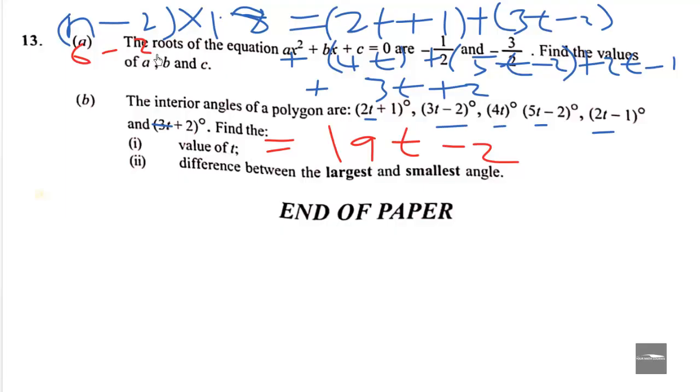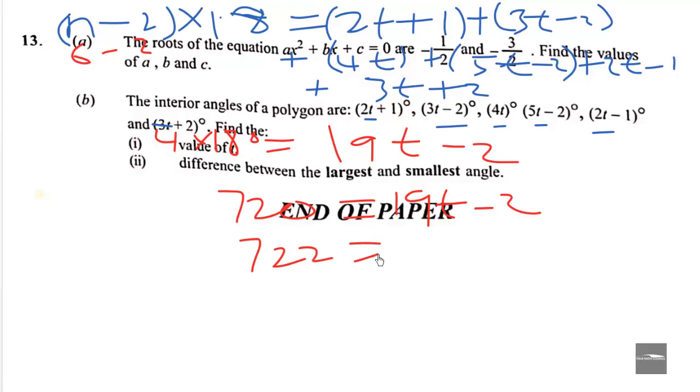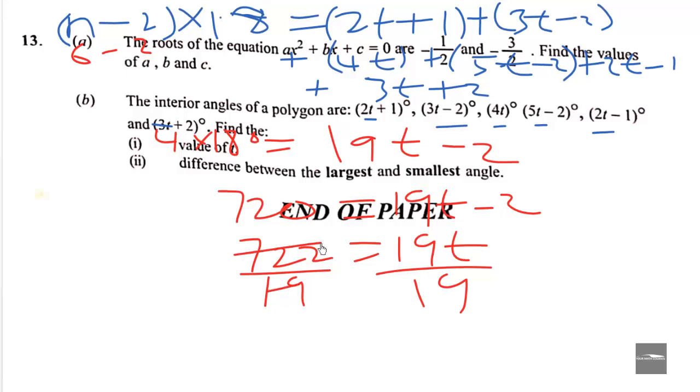4 times 180. So the 4 times the 180 will give us 720 is equal to 19t minus 2. So adding 2 to both sides, we have 722 is equal to 19t. Dividing through by 19, we obtain t to be equal to 38 degrees. So t equals 38 degrees. That's the value of t.